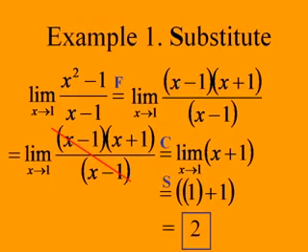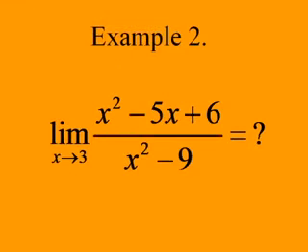Here, we see each of the steps of F.C.S. Factor, cancel, and substitute. Let's do another. Consider the limit as x approaches 3 of x squared minus 5x plus 6 divided by x squared minus 9. Again, this is a limit of a rational function, and so we apply the F.C.S. method.